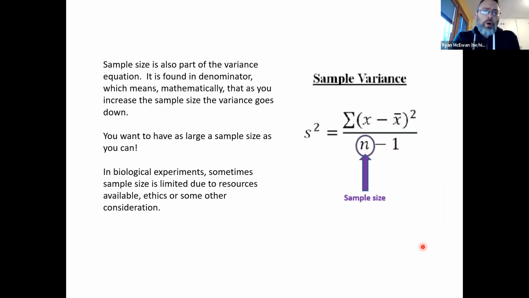Sample size is also part of the variance equation. It is found in the denominator, which means mathematically, as you increase the sample size, the variance goes down. You want to have as large a sample size as you can. In biological experiments, sometimes the sample size is limited due to resources available or ethics or some other consideration.